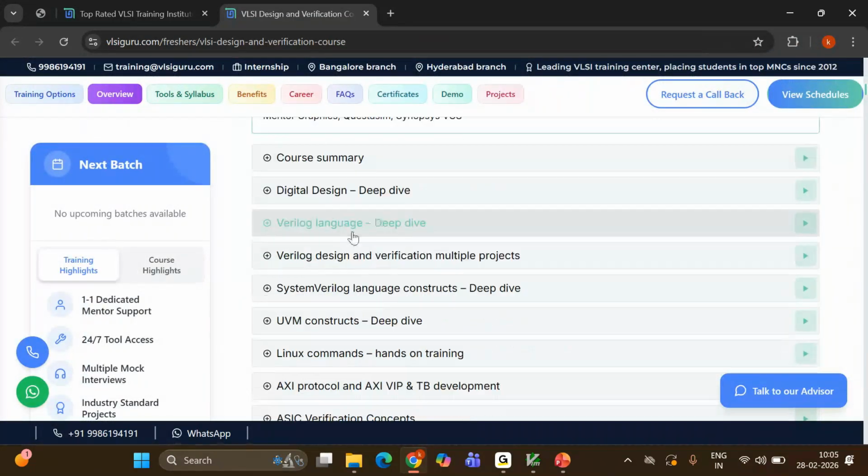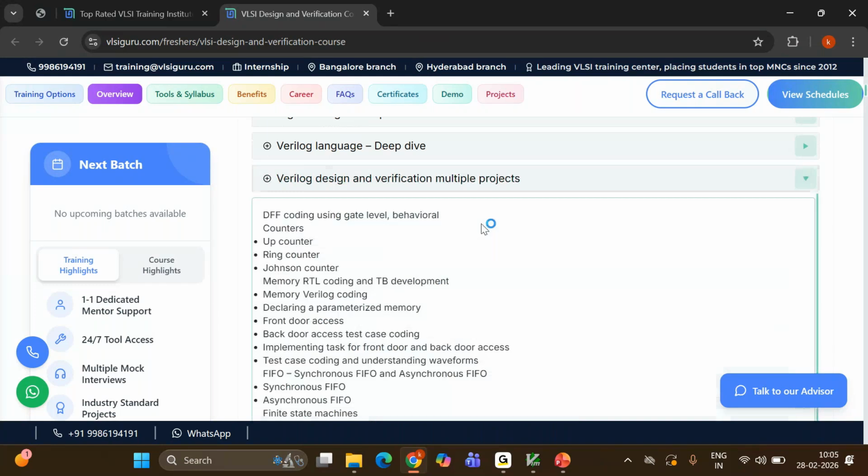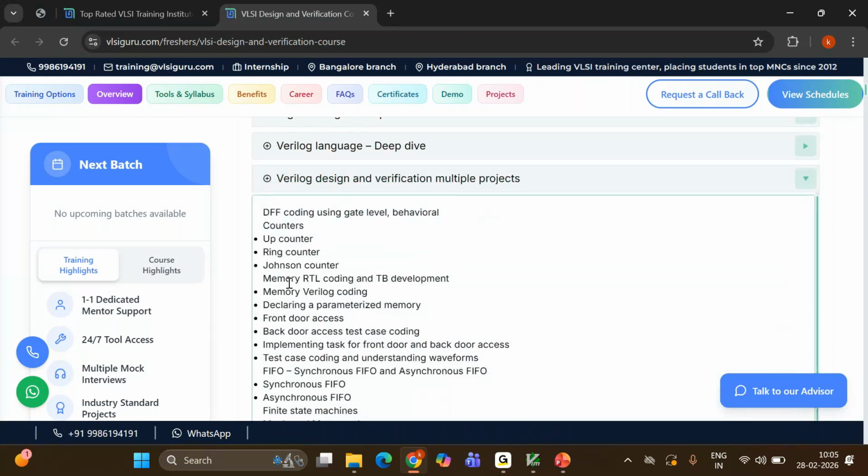Digital design, Verilog, and Verilog design and verification using multiple projects. Verilog deep dive is all about theory. We'll be discussing theory concepts, that is, different Verilog constructs, data types, functions, tasks in Verilog, how to implement a module, how to write it. All those things we'll discuss in this aspect. Whatever you learn in the Verilog language, you'll implement in multiple projects. These are the projects you'll be implementing. You can go through this.